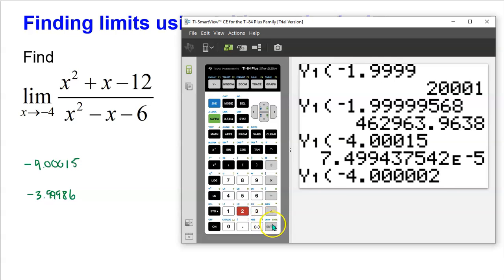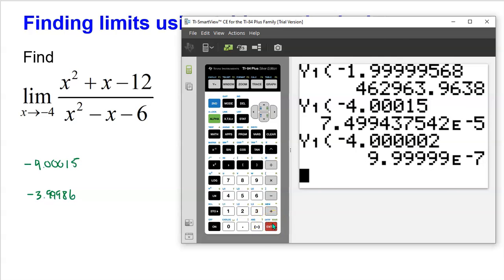That's really close to negative 4 on the left-hand side. And look at that number. That's not 9.99. Please don't tell me that's 10. That's 0.00000009. So that number's really, really close to zero. So on the left-hand side, I'm getting really super close to zero.